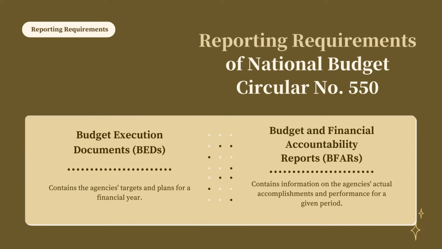First is the Budget Execution Documents. These documents contain the agency's targets and plans for a fiscal year. When we say budget execution, it is the process of monitoring, adjusting, and reporting on the current year's budget. It is the process by which the financial resources made available to an agency are directed and controlled toward achieving the purposes and objects for which budgets were approved.